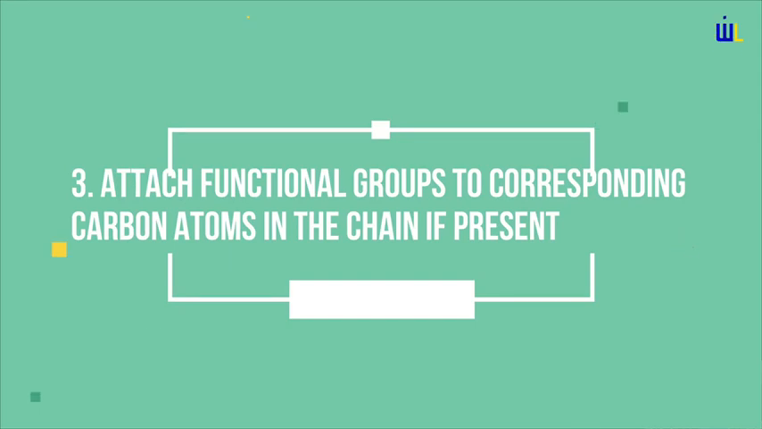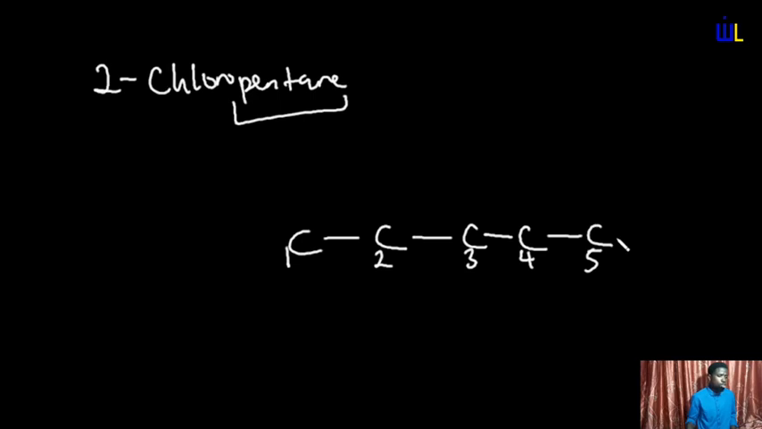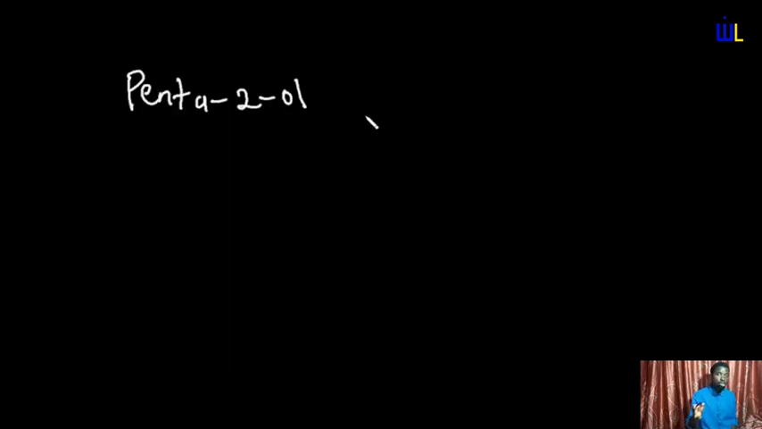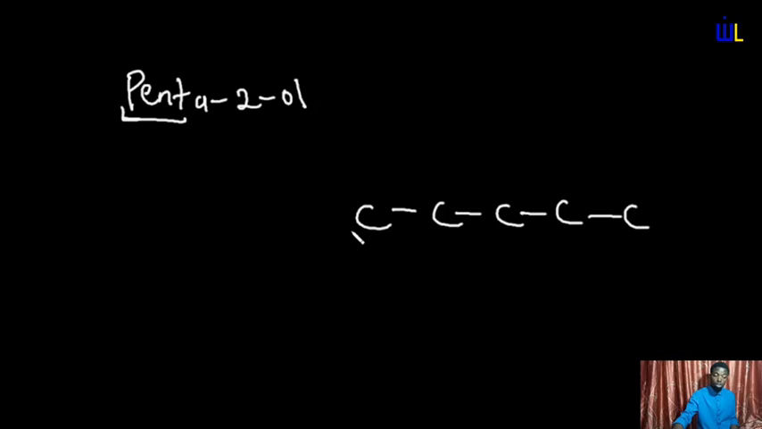The third rule is to attach functional groups to the corresponding carbon atoms in the chain, if present. If we look at this, we might not necessarily see the major functional group here. What we have here is chlorine as a substituent, but imagine we had something like pent-2-ol. If you look at this particular compound, you notice that the number of carbon atoms is pent, 5. So let's put that down. 1, 2, 3, 4, 5. The second rule says allocate locants 1, 2, 3, 4, 5.